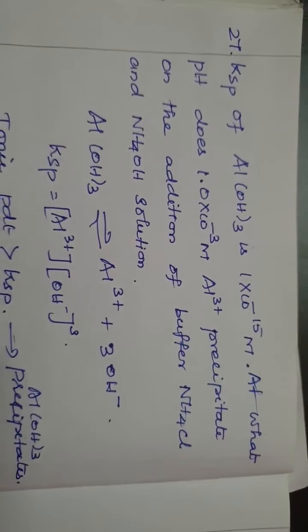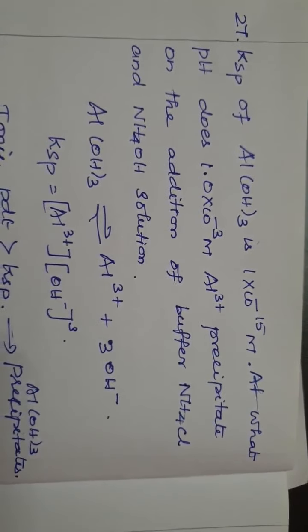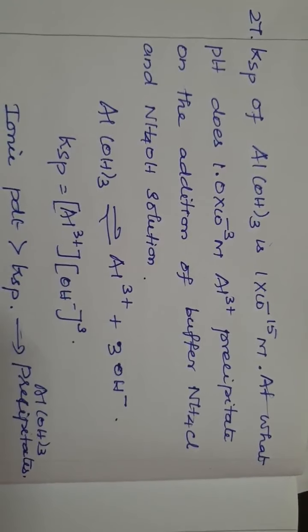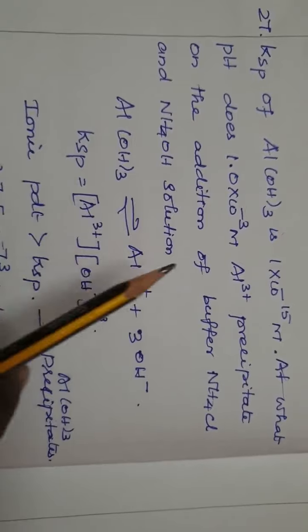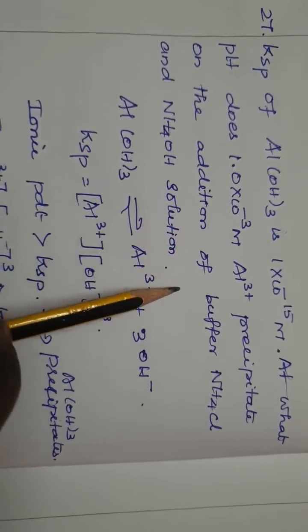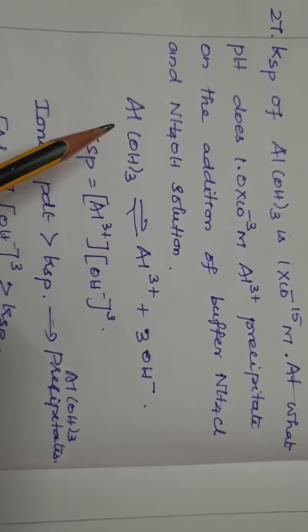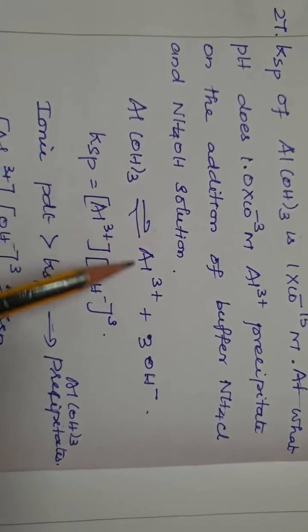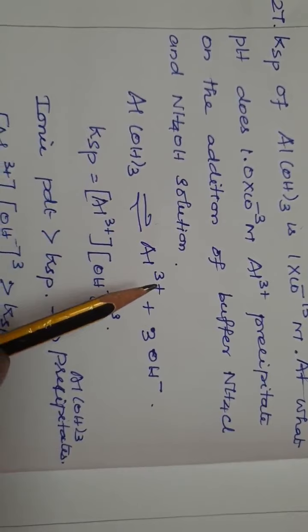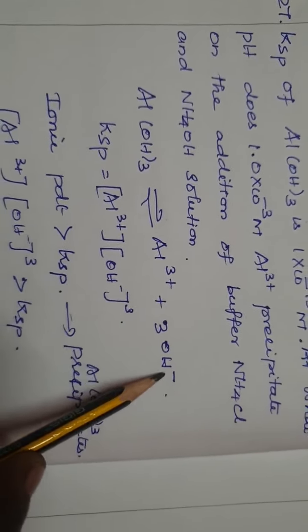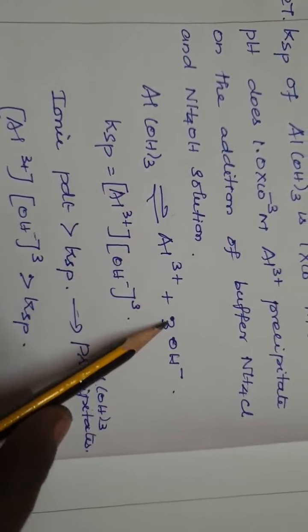Problem number 27. KSP of Al(OH)3 is 1 into 10 power minus 15 M. At what pH does 1 into 10 power minus 3 M Al3 plus precipitate on the addition of a buffer of ammonium chloride and ammonium hydroxide solution? First you have to write the ionization of aluminum hydroxide. Aluminum, you know the valency is 3. So Al3 plus, charge 3 plus, and 3 OH minus. This will be ionized into this form.